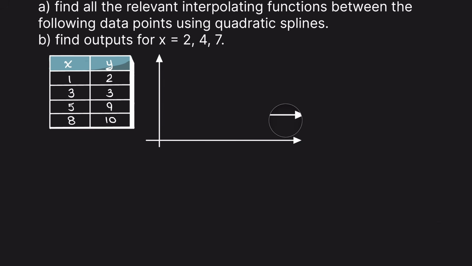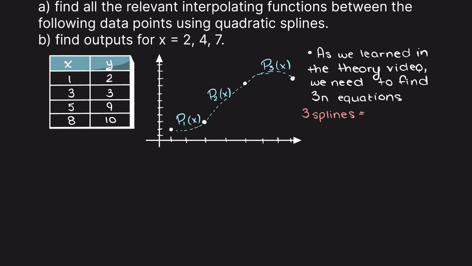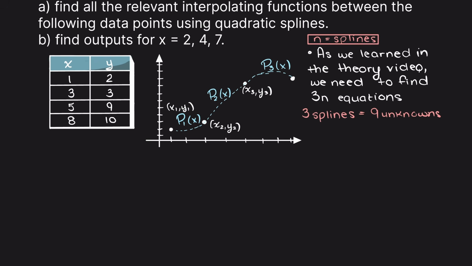The first thing that I'm going to do is go ahead and plot our data points so that we can better visualize what we are being asked to solve. Plotting the data that we were given looks like this. It is clear that there are going to be 3 splines that we are going to have to find, which makes sense as our number of splines, n, will always be 1 less than the number of data points that we are given. As we learned in our quadratic spline theory video, we are going to have 3n unknowns. Therefore, we are going to have 9 unknowns and therefore need 9 equations to find all of our necessary unknowns.